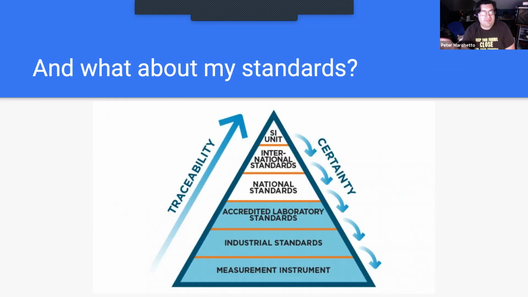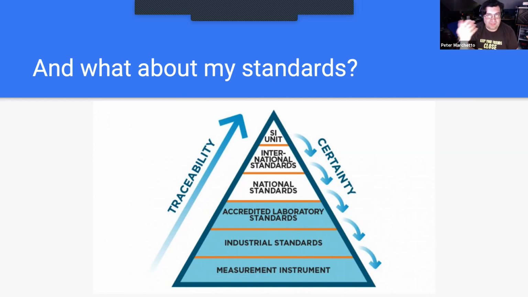All right, so what about my standards? I have no standards. Well, actually, I do have standards, but they're all electronic and they're next to me here. As you go from your measurement instrument, you go up to industrial standards, usually the calibration standards used by the manufacturer. Then from there, you go to accredited laboratory standards. So the lab that I worked at was a second-tier accredited lab, meaning that above us were the manufacturer's standards and above them were the national standards.